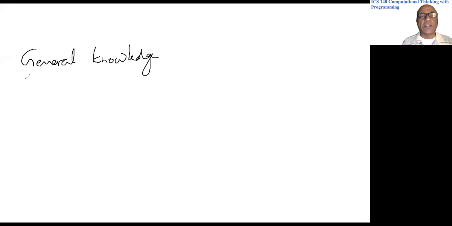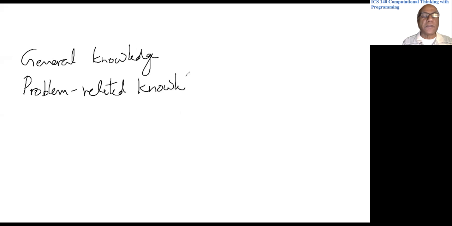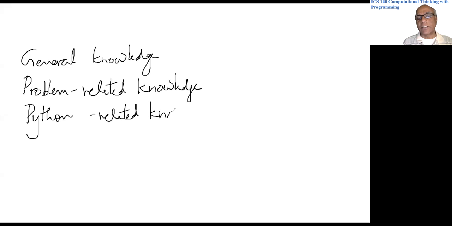Then there may be some problem-related knowledge that you need to make sure you understand. And then there may be some Python stuff that you are not very sure of. Definitely, these are three areas that you need to worry about whenever you get a problem in computer science.